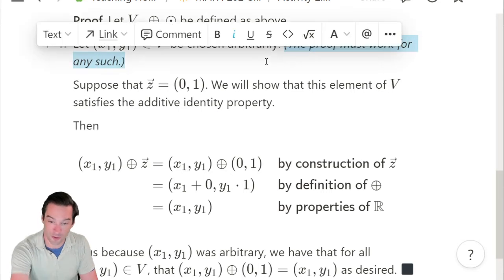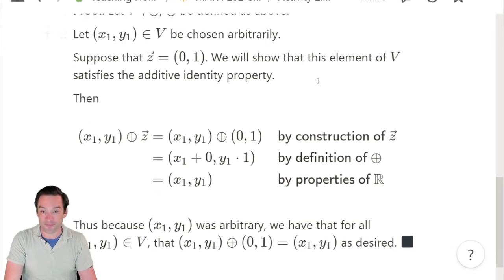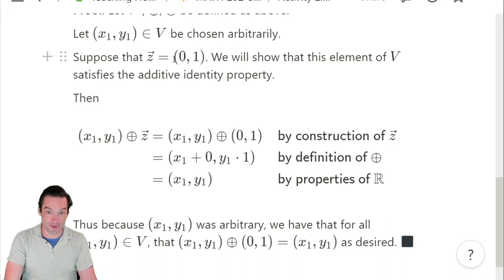I would also not include this little phrase here. And then our hypothesis, suppose that z is 0, 1, and our burden of proof, we're going to show that this element satisfies the additive identity property.